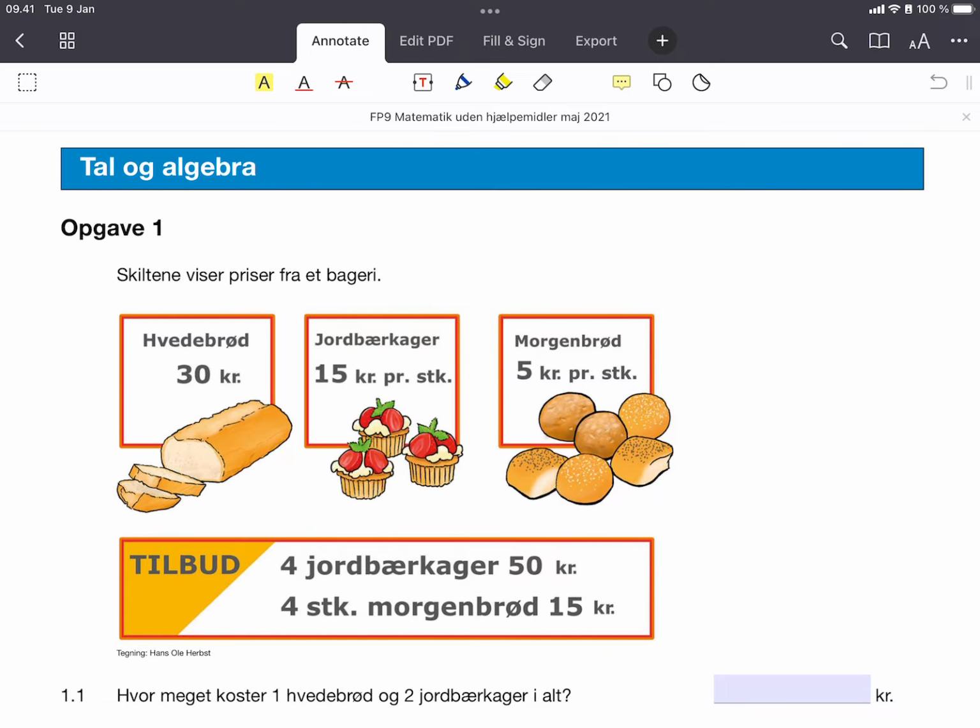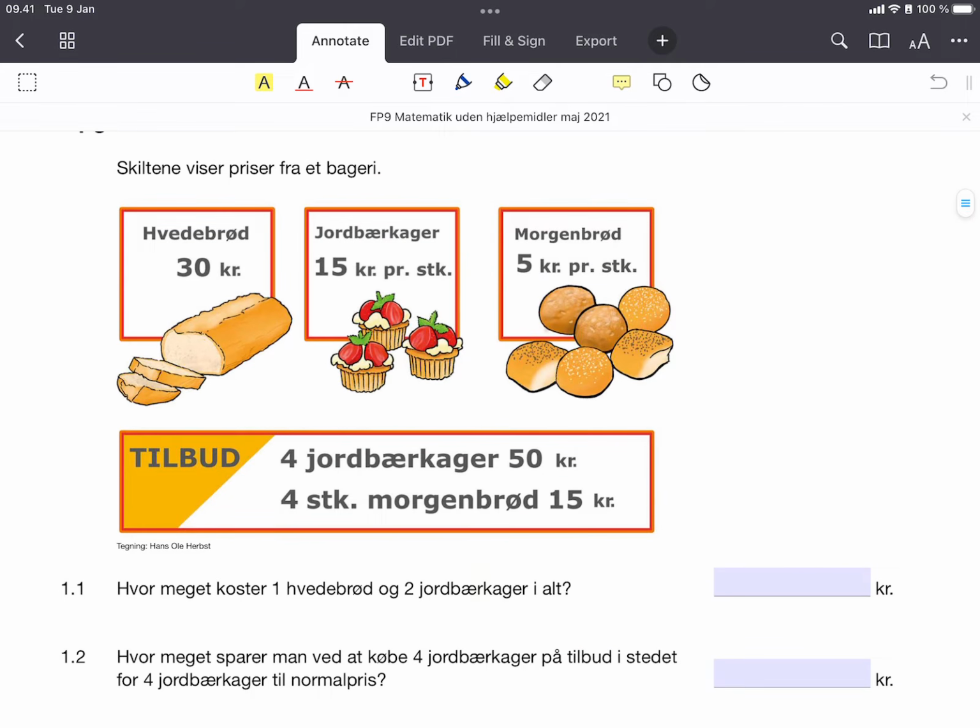Exercise 1. The sign shows prices from a baker. So there's different kinds of bread and cakes and rolls. 30, 15 and 5 kroner. Then there's an offer. 4 jordbærkær, 50 kroner. 4 strawberry tarts for 50 kroner. And then 4 styk morgenbrød for 15 kroner. 4 rolls for 15 kroner.